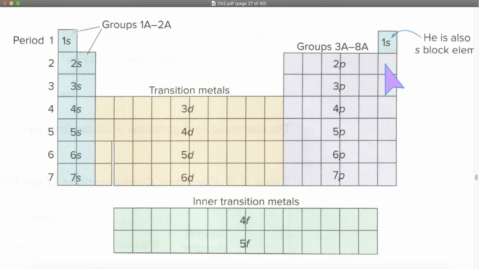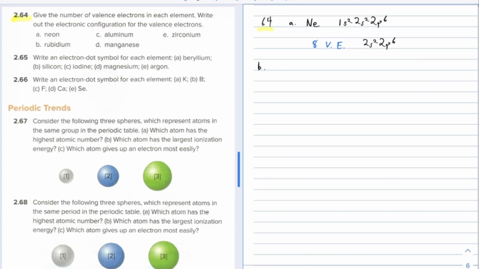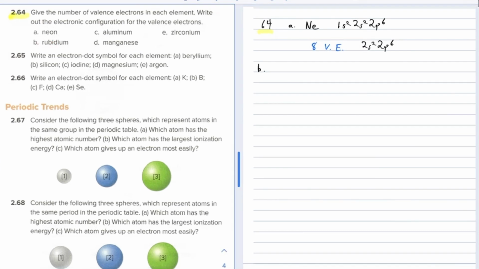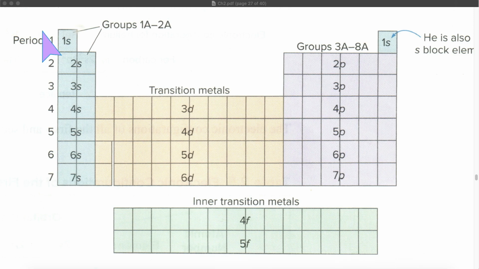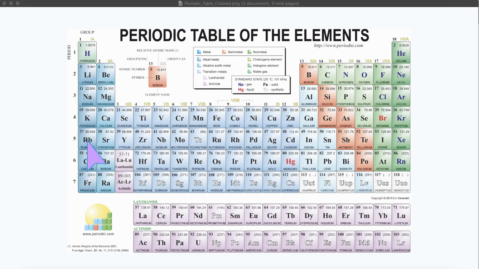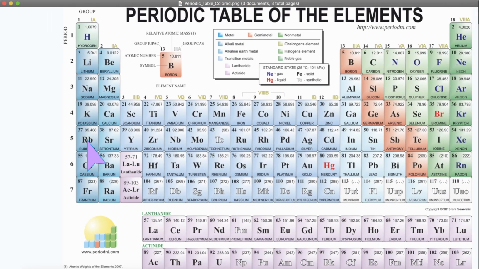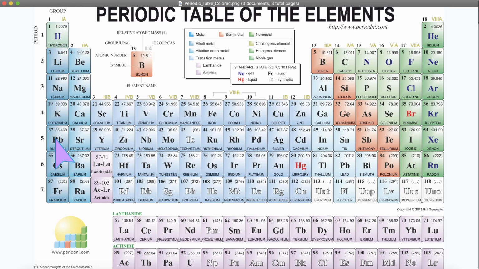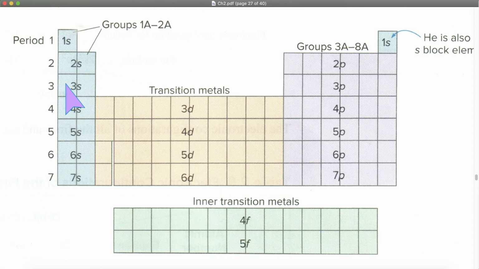Okay, B. Which one was it? Where is B at? So B is rubidium. Okay, rubidium is over, let's see. Here it is, right there. Element number 37. Okay, the fifth one down in the first group. There it is, right there.